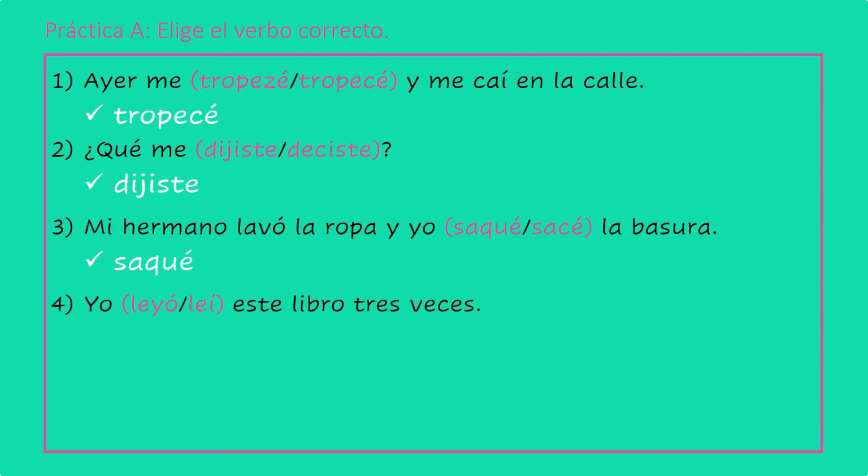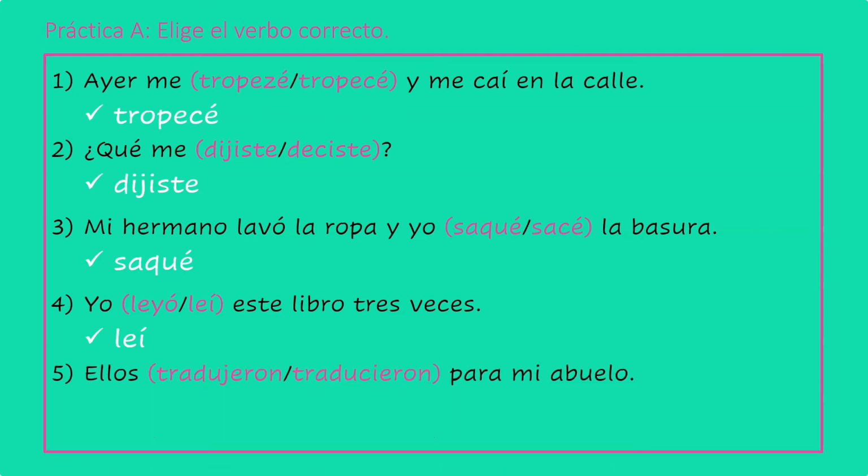Número 4. Yo leí este libro 3 veces. I read this book 3 times. La respuesta, yo leí este libro 3 veces. Now, you might be thinking, leyó is a correct form. It is the he, she, or you formal form, however. So he, she read would be leyó. Yo leí este libro 3 veces.